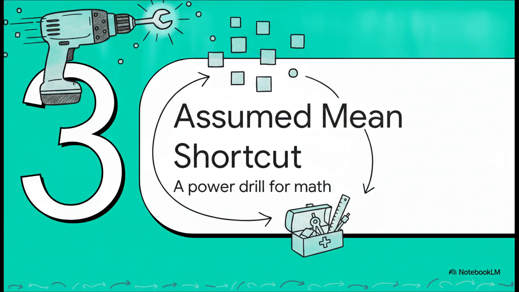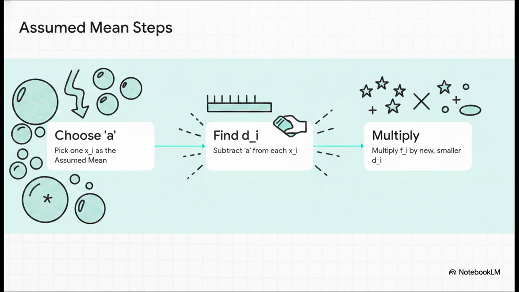Which brings us to Section 3, the assumed mean shortcut. Let's look at our first major shortcut. Think of this as a power drill for your mathematical toolbox. So, instead of multiplying those massive numbers, what if we just made the numbers smaller before we multiplied them? We can actually do this by picking one of our class marks right in the middle of our data and just declaring it our assumed mean, which we call A.